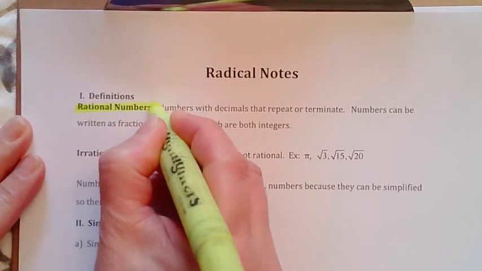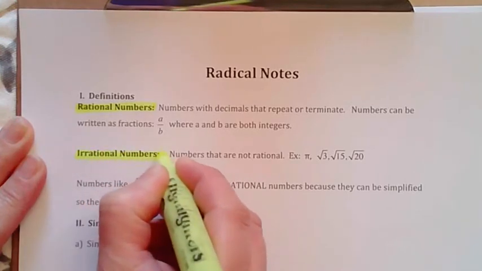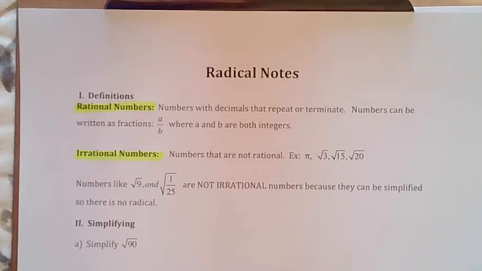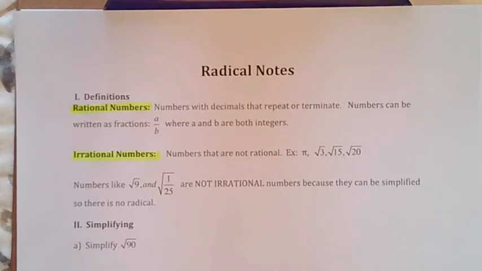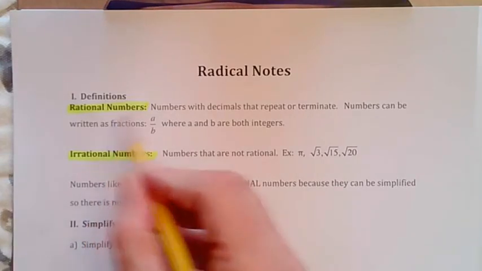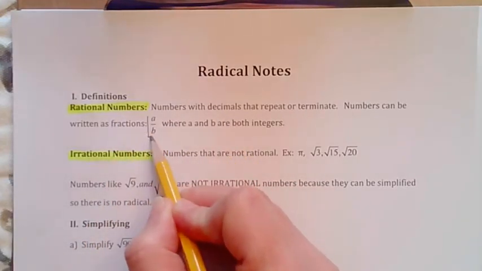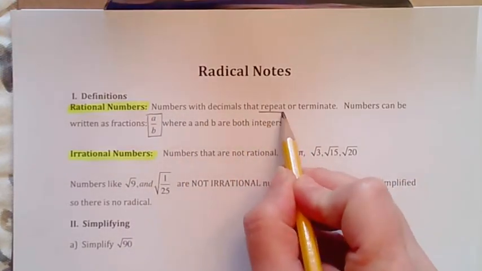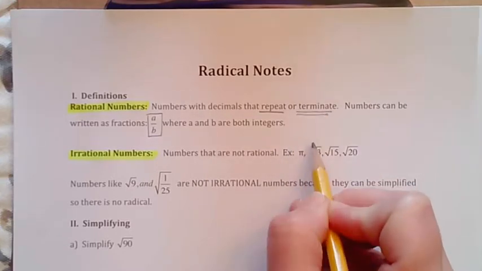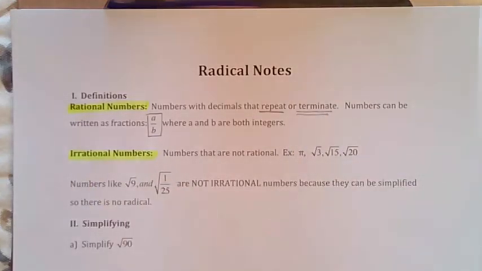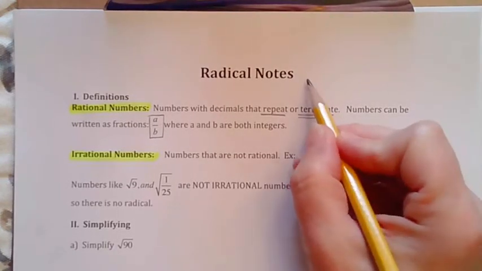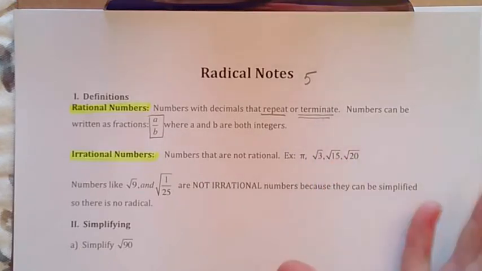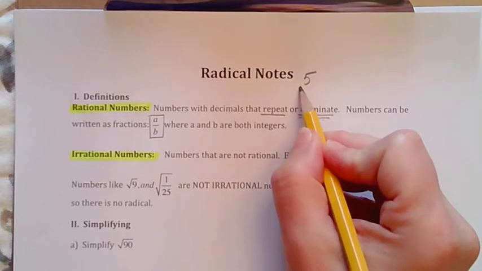So there are two major kinds of real numbers: rational and irrational numbers. A rational number is a number that can be written as a fraction. They are numbers with decimals that repeat or terminate, and they can be written as a fraction. So they are numbers like, I'm going to put them up here, even like the number 5. That is a terminating number, 5.0 if you want, and it can be written as a fraction.